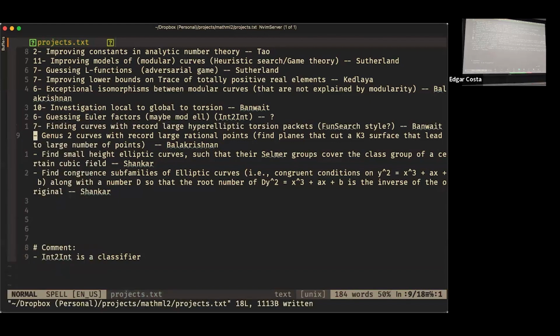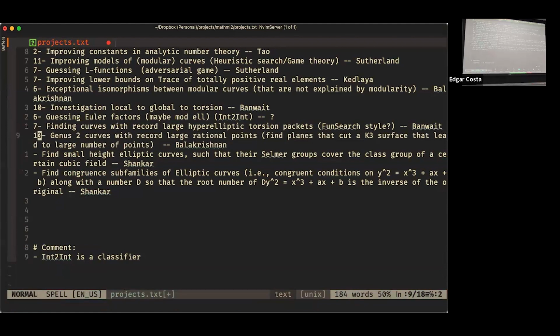Genus 2 curves with record large fractional points. Find small height elliptic curves.